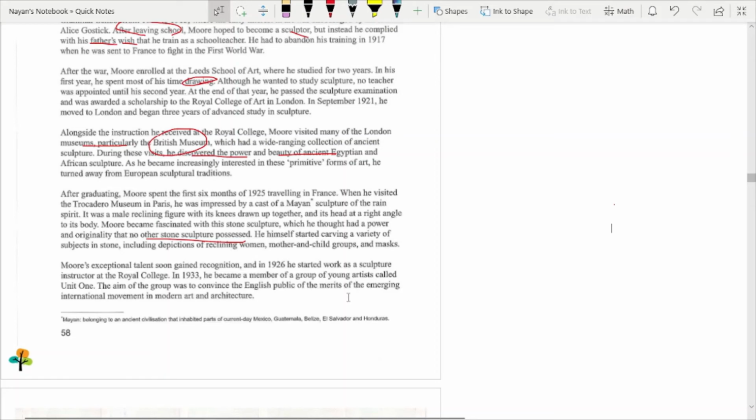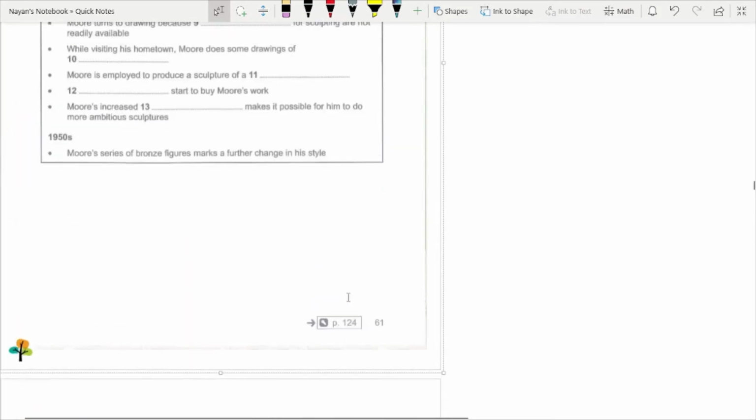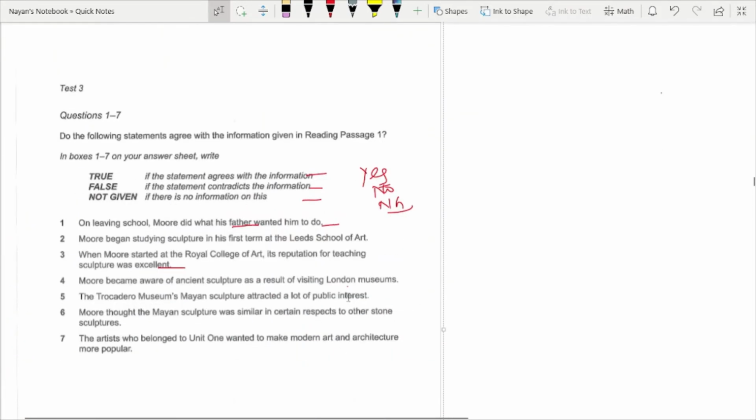Okay, let's read the question one more time and then we'll figure out what they're asking exactly in the question. The question is saying it attracted a lot of public interest. This they have not mentioned anywhere. Yeah, so this will be a not given. Here they are saying that this sculpture attracted a lot of public interest. In the passage they have not mentioned anything regarding the public interest. So that's why this will be a not given.